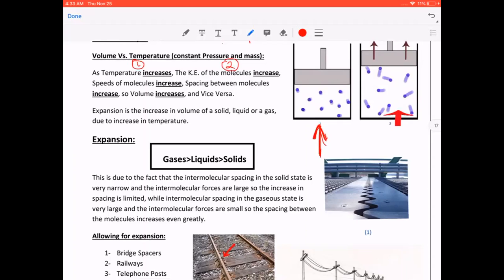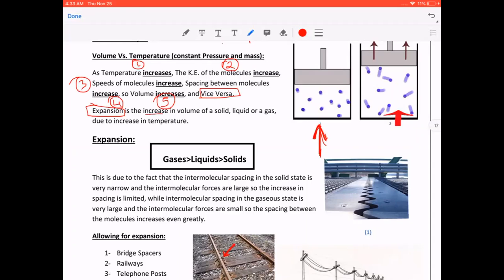Kinetic energy means there is motion, so the speed will increase. The spacing between the molecules will increase as well, and then the volume will increase. All of this will happen vice versa. If the temperature decreases, everything will decrease. This is one description of the expansion.